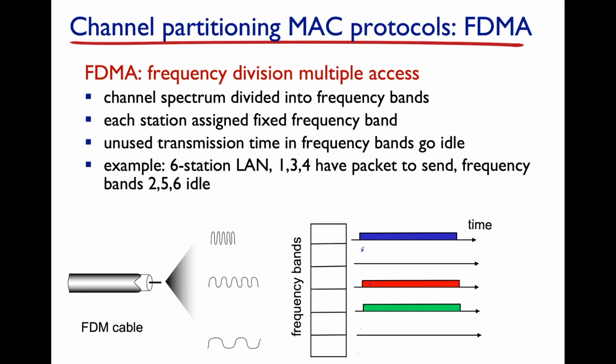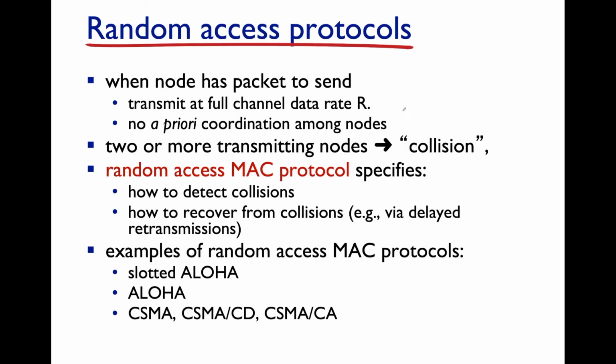And so that's sort of a waste, but the good news is that each station knows that it can communicate at whatever rate that frequency band will support. Then you also have random access. And for random access, when some node or host has a packet that it wishes to send, it tries to transmit at full data rate, assumes it has exclusive usage of the shared medium, and there's no coordination ahead of time among the nodes. So what does this mean?